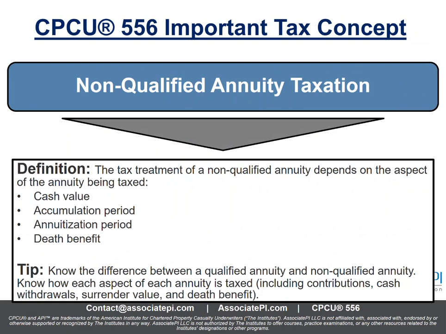Next, we're going to look at non-qualified annuity taxation. So qualified annuity, that's easy. That's just taxed based on whatever the qualified underlying plan is. A non-qualified annuity, on the other hand, the taxation of a non-qualified annuity depends on what aspect of the annuity is being taxed. So you have to know how the cash value of the non-qualified annuity is taxed, how the accumulation period is taxed, how the annuitization period is taxed, and how the death benefit is taxed. So make sure you know the difference between qualified and non-qualified, and know how every aspect of the non-qualified annuity is taxed.